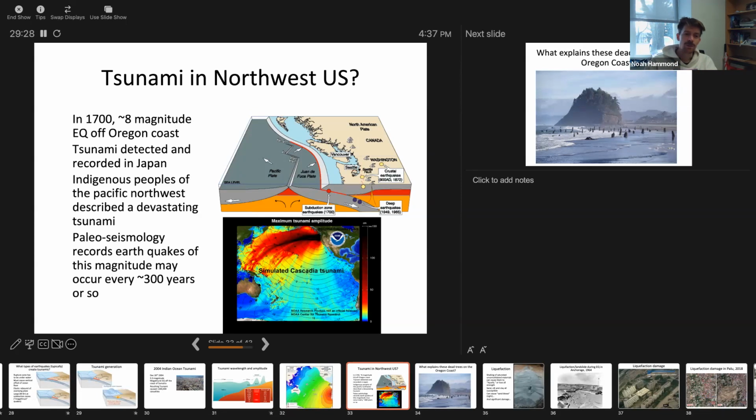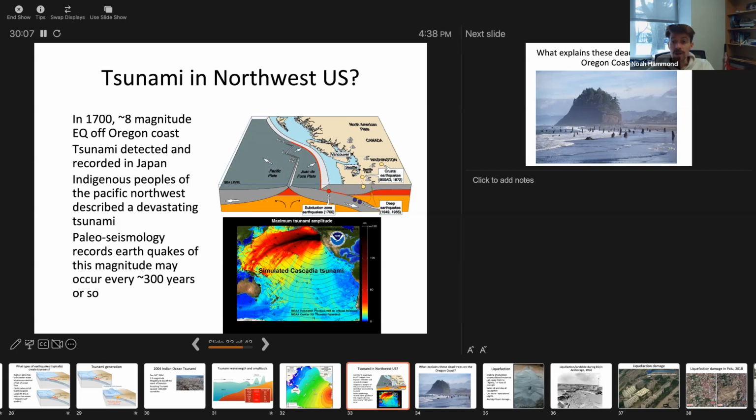And we also have what are called paleoseismic records. Sometimes you can look at sediments in the rocks to understand if an earthquake occurred in the past. The earthquake can get recorded in the sediments and in the rocks. So paleoseismology, the study of ancient earthquakes, reveals that probably every 300 years or so, this region has large magnitude 8 earthquakes.